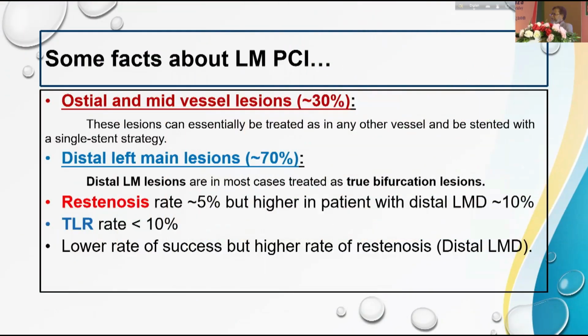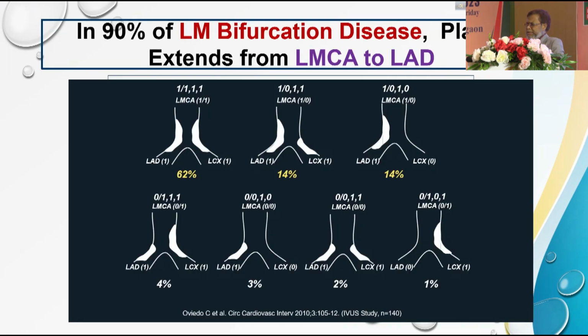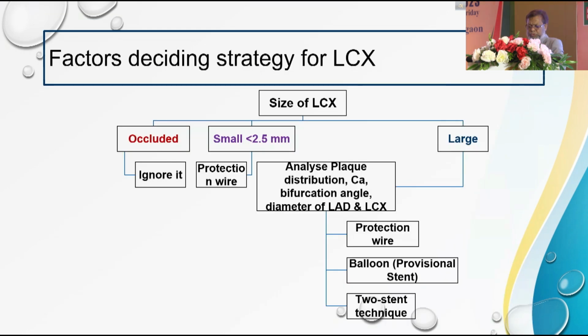Left main disease: approximately 30% are ostial and mid shaft lesions, and distal left main approximately 70% of lesions. You see the restenosis rate is approximately 5%, and if it is distal, then approximately 10%. Target lesion revascularization rate is sometimes less than 10%, with a lower rate of success for distal left main but a higher rate of restenosis. And these are the different classifications, all of you know.